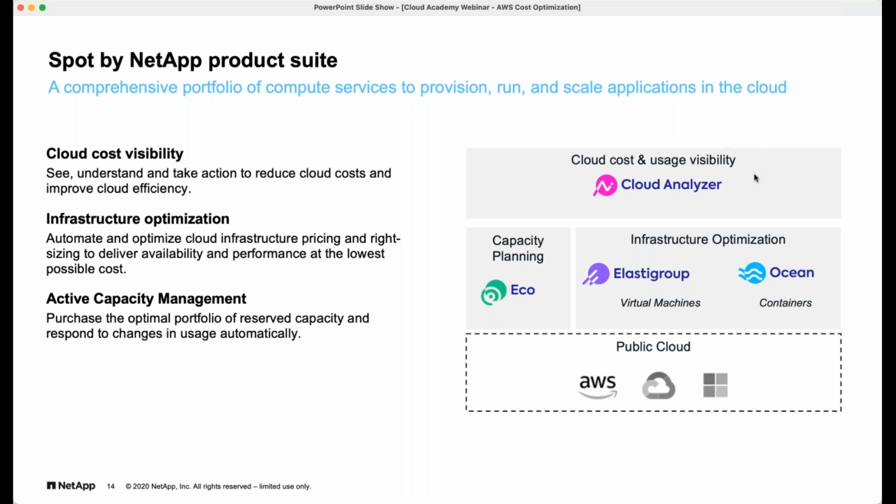Elastigroup and Ocean talk to the concepts that I spoke to before about VM scaling, right sizing, and Spot. So these 2 products will really focus on how those applications scale, if they're getting the right pricing model underneath. So if it's getting a Spot instance or a reserved instance or an on-demand instance, and it's going to make sure the applications running either on top of those virtual machines or those containers are running as efficiently as possible.